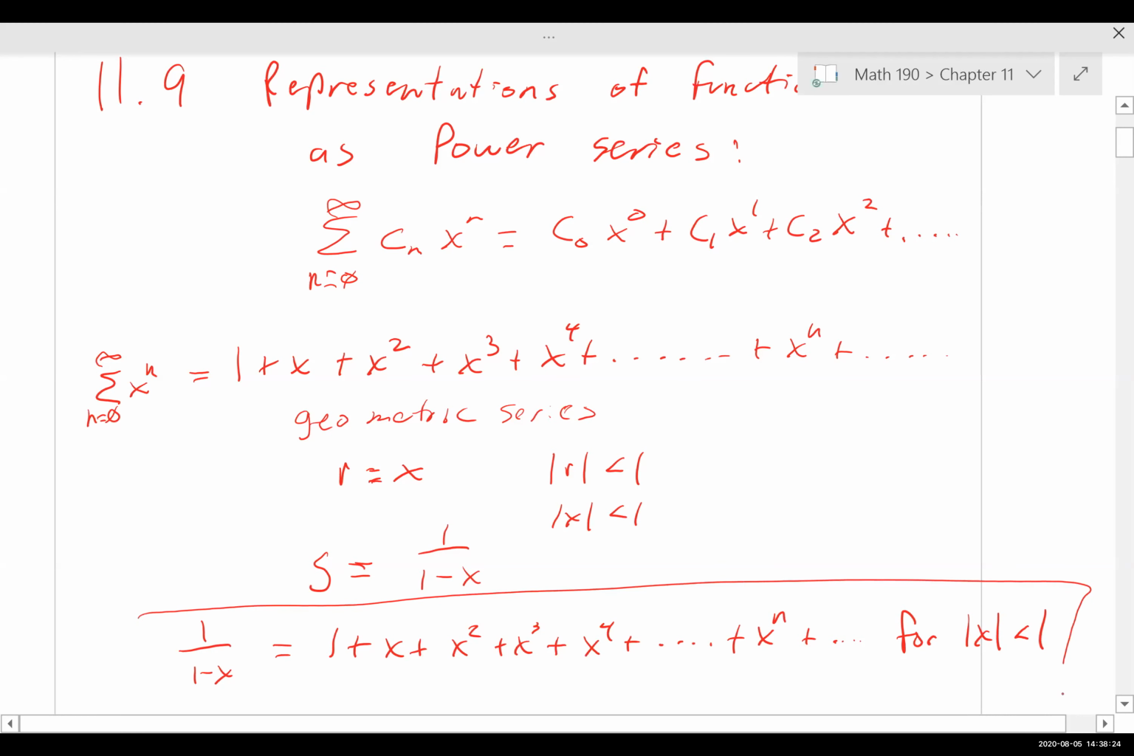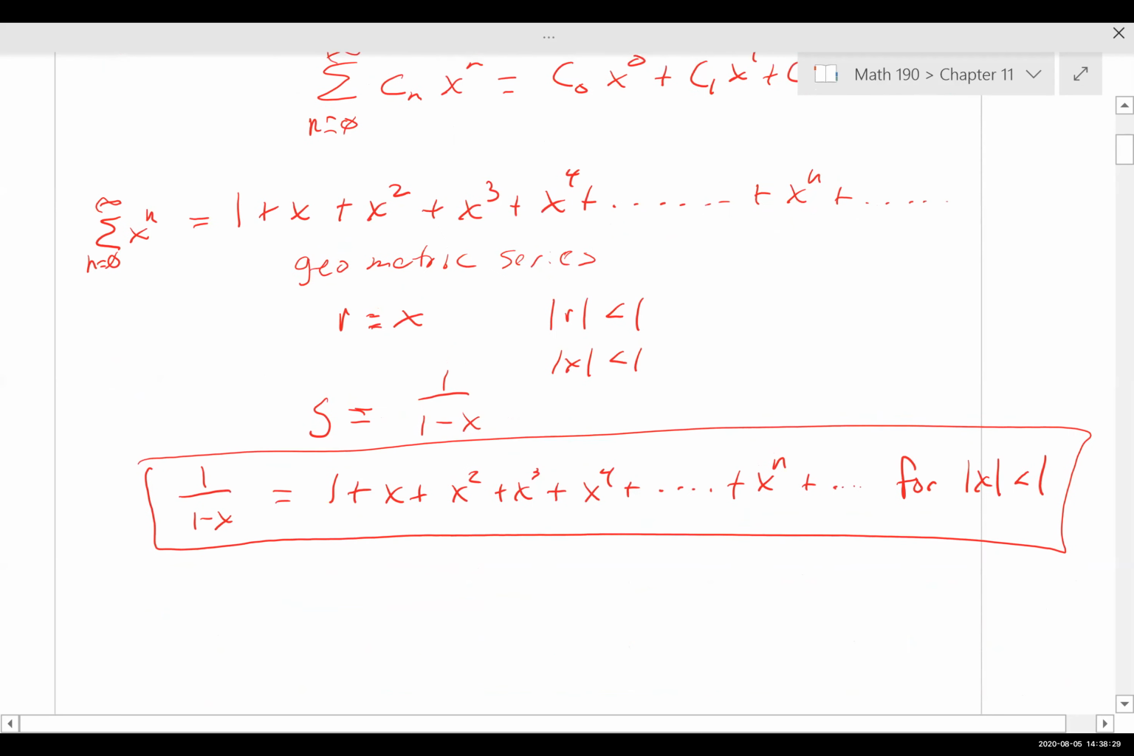Okay, so there's a function written as a power series. What's the function? f of x is 1 over 1 minus x. That function can be written as this power series, if x is a fraction.